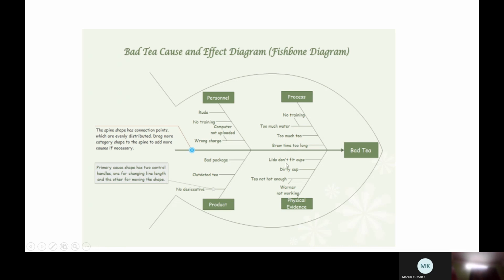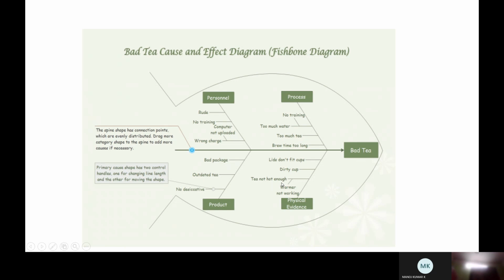So tea is okay, but when we are serving them, we can call these environmental things. The lids do not fit into the cups. That is very important. The lid must fit, otherwise the tea may spill. So the lid should properly fit the cups. If the cup is dirty, then it's going to be a bad tea.